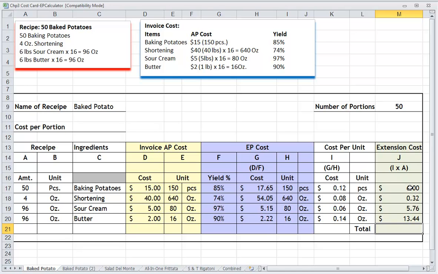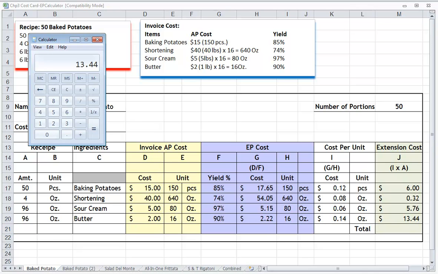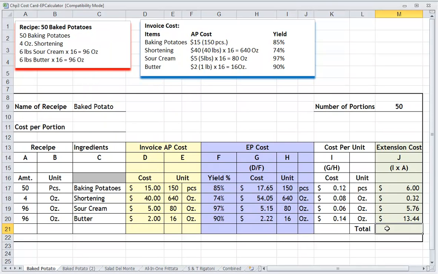Now we need to add up all of these extensions at the very bottom. $6 plus 32 cents plus $5.76 plus $13.44 is $25.52. So what this tells us is that in order to produce 50 baked potatoes using the recipe in the red box, it's going to cost us $25.52. This is for all 50 baked potatoes once they've been cooked.